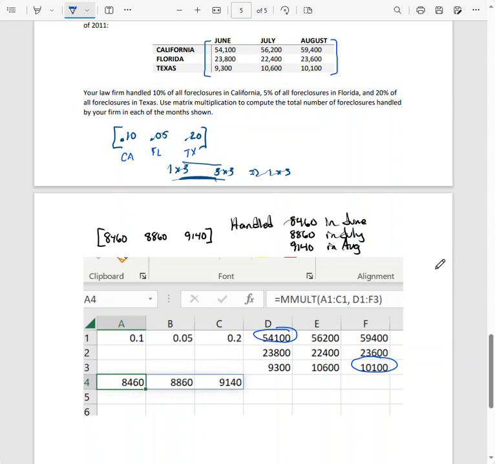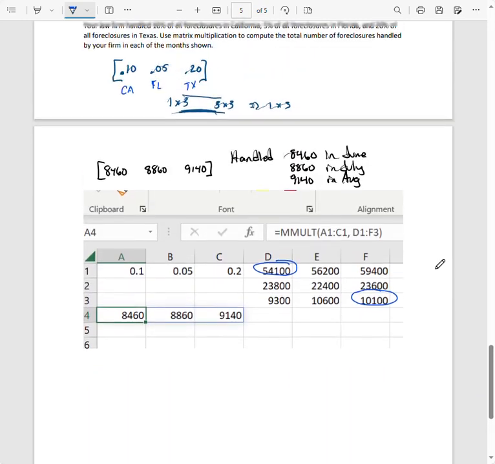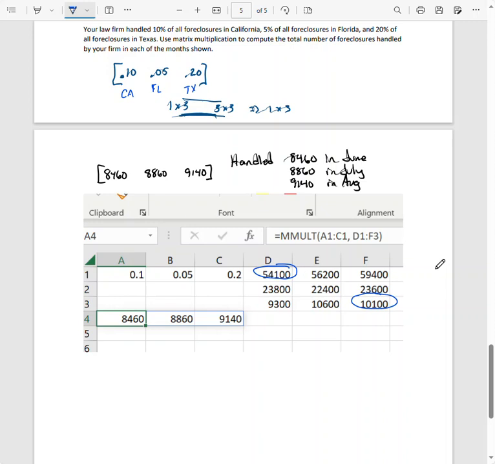Work smart, because you don't always have to work hard. All right, use Excel. If you know how to multiply matrices on your TI graphing calculator, that's awesome. If you know of any other calculator methods you could use to multiply, this is just one. All right, use what makes sense to you, and let me know if you have any questions on the homework.